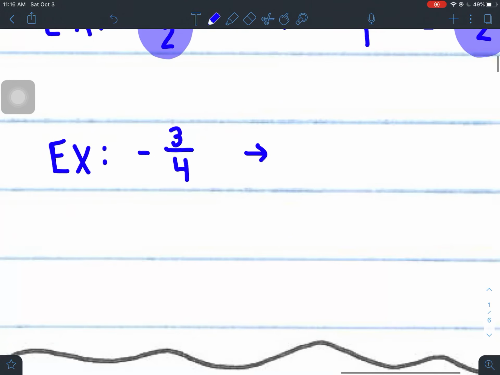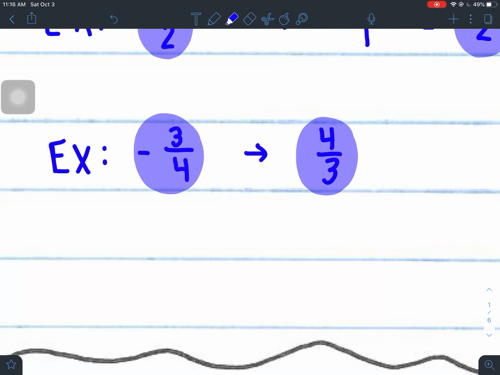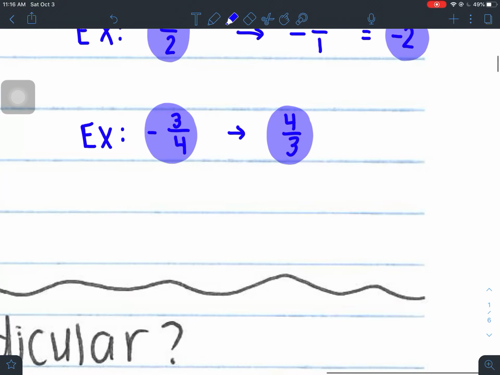So because this first slope is negative, I know that my new slope is going to be positive, and then I'm going to flip the fraction, so instead of 3/4, it's going to be positive 4/3. So these are opposite reciprocals of each other. Okay, those are opposite reciprocal slopes. Okay, we're going to have one more example. Now this example we do tend to mess up sometimes, so we're going to be super careful with this.